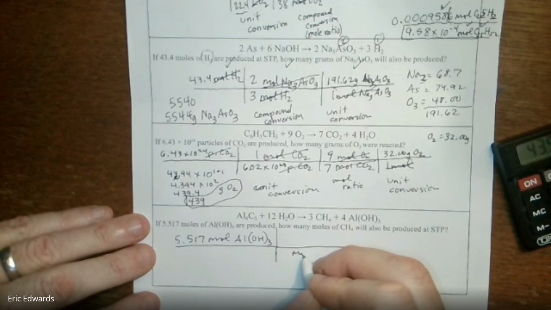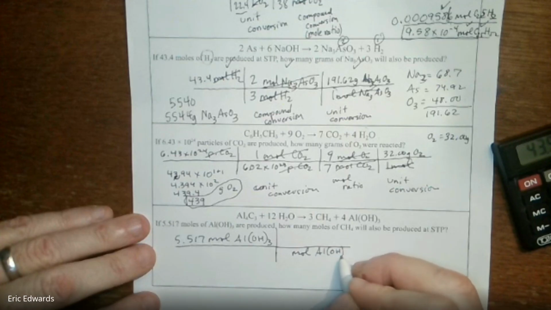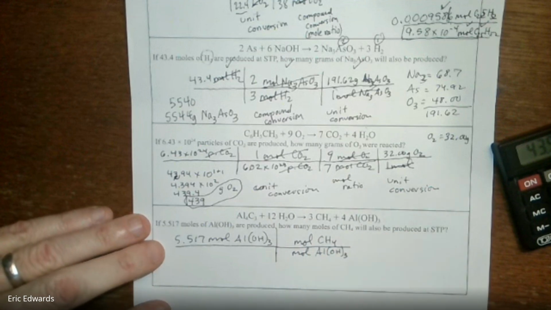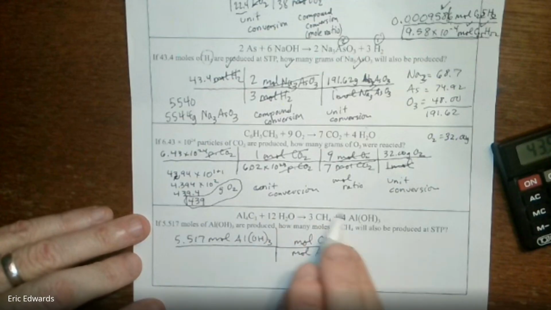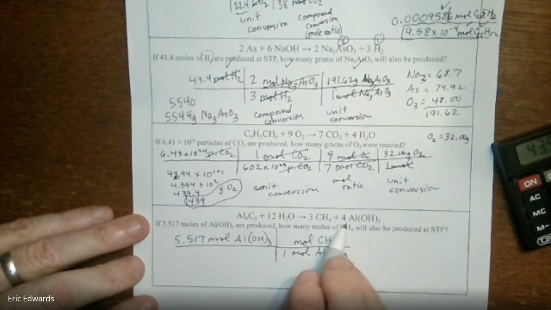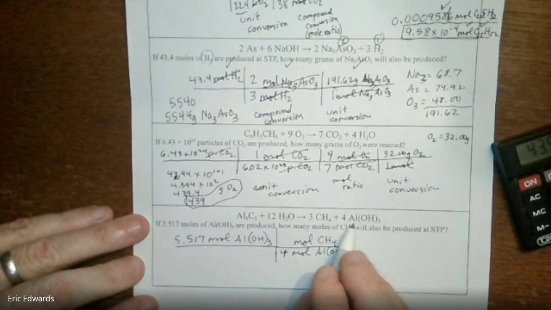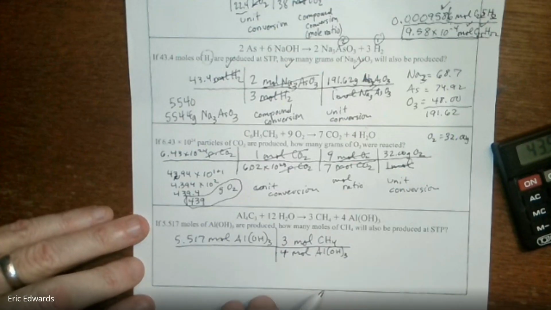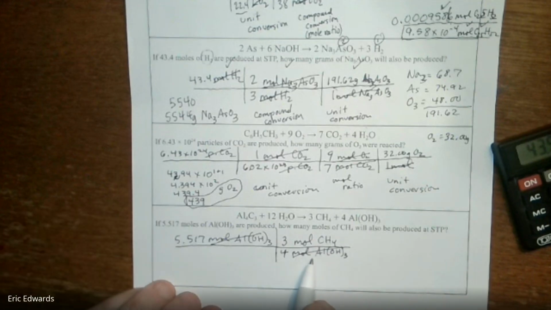And so I'm going to put mole, whatever's here, mole aluminum hydroxide, and I'm going to change that to mole methane right here. And then I'm going to look up here at the balanced equation, and I see that there's for every 4 moles of aluminum hydroxide, I'm going to also get 3 moles of methane. So it's 3/4. I have now successfully converted from aluminum hydroxide to methane.